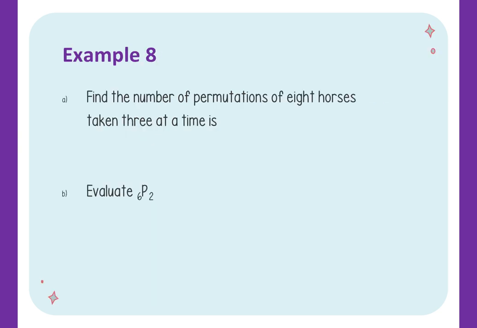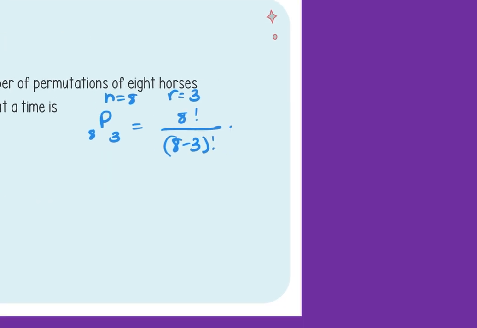Example 8 says, find the number of permutations of 8 horses taken 3 at a time. So what is my n? 8. What is my r? 3. So I'm doing 8P3, which is 8 factorial over 8 minus 3 factorial. And I get 8 factorial over 5 factorial.